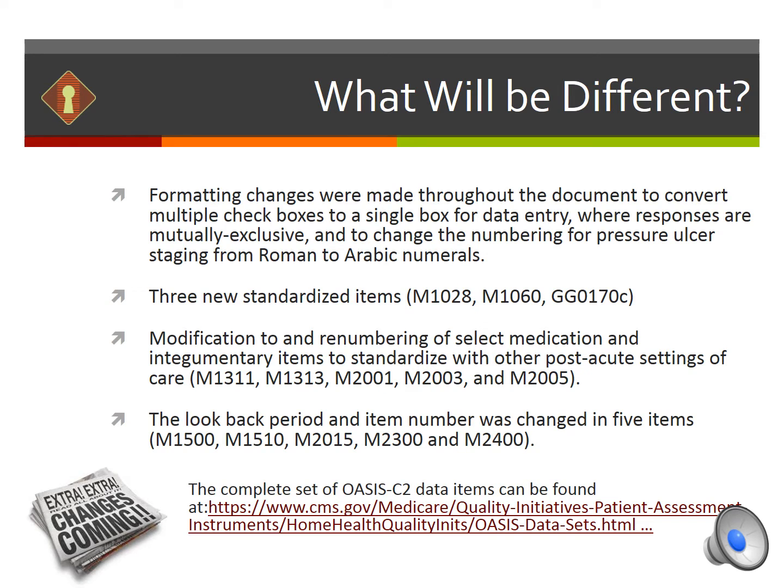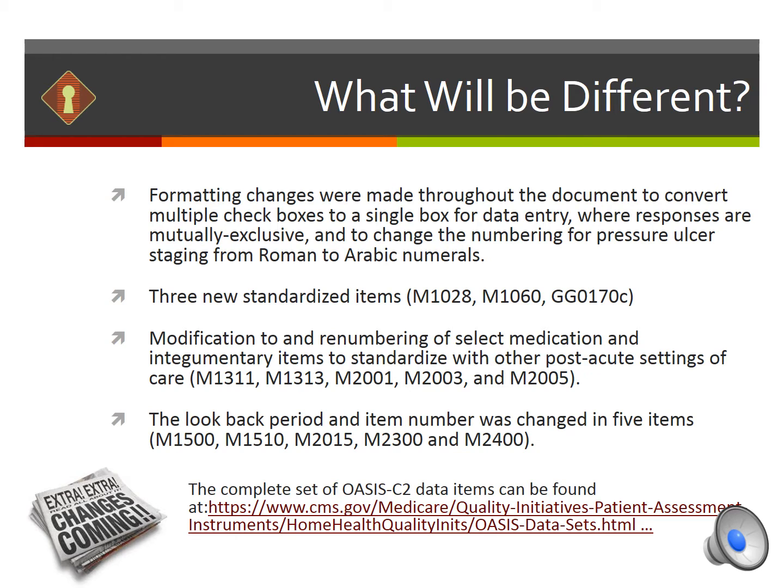What will be different? Well, part of it is simply a formatting issue, that we're going to see a rearrangement of sorts of just how the questions look cosmetically. We'll also see some new standardized items, actually 3 of them. Then we're going to see some that got modified a little bit and renumbered. And they're specifically listed there on your slide, as well as the look back time for a subset of questions. That whole what time period am I supposed to be taking into consideration has been modified slightly. We did provide here the link for you to get the entire copy of OASIS C2 so you can take a look at it, become familiar with it.